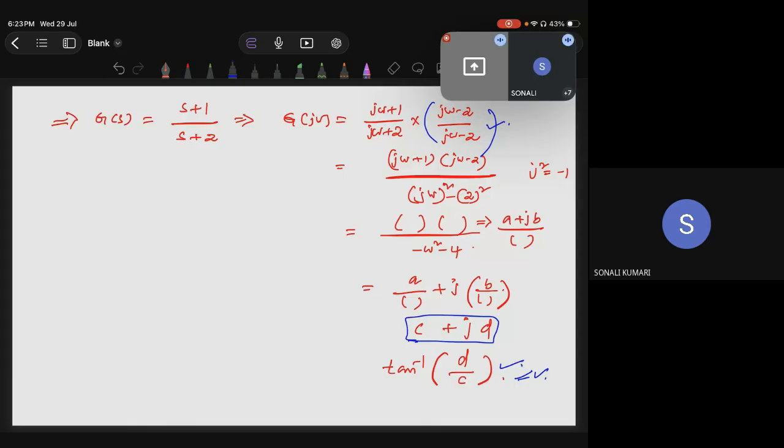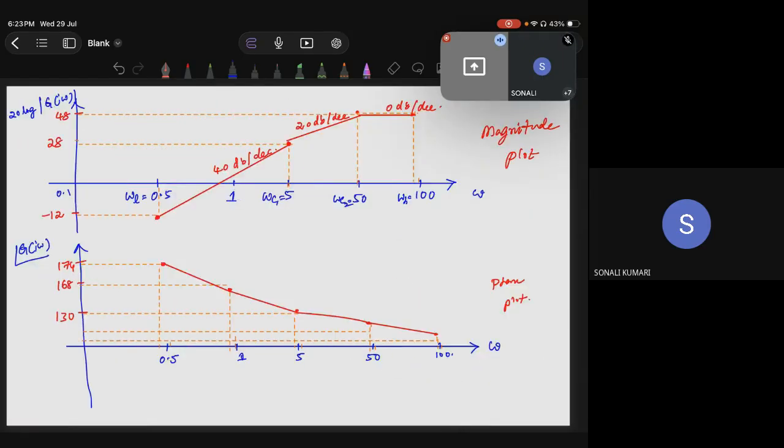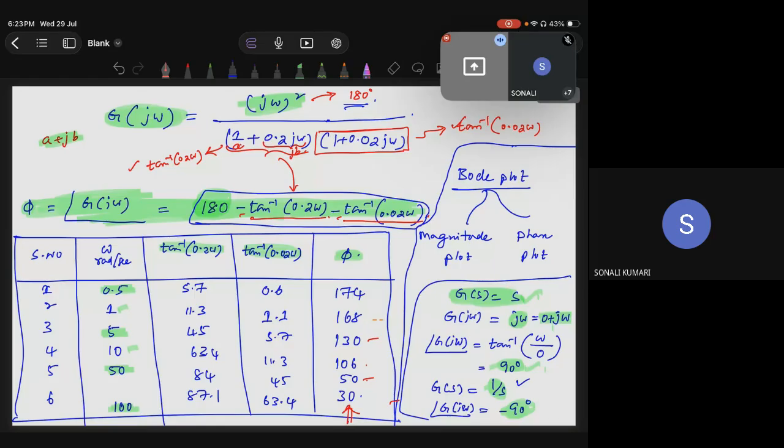But you don't need to do this entire set of steps. You simply check how many zeros are there. Each zero at the origin will offer 180. If the zero is not at the origin, where A and B are non-negative, then you'll get a different angle.